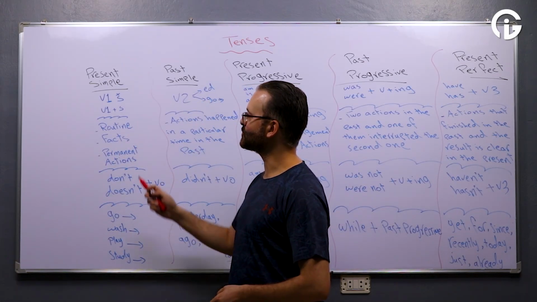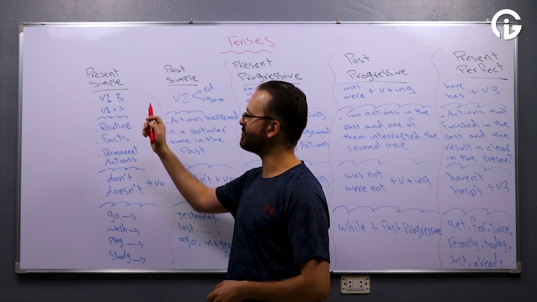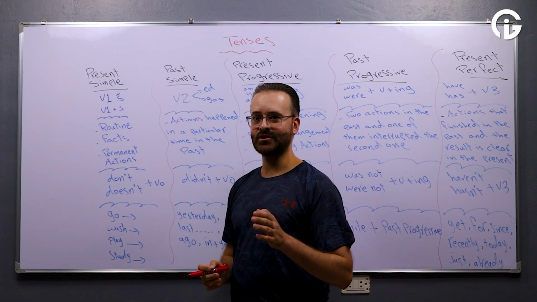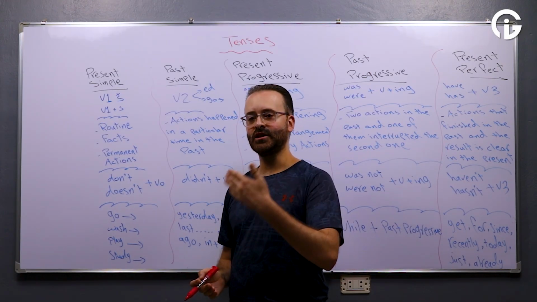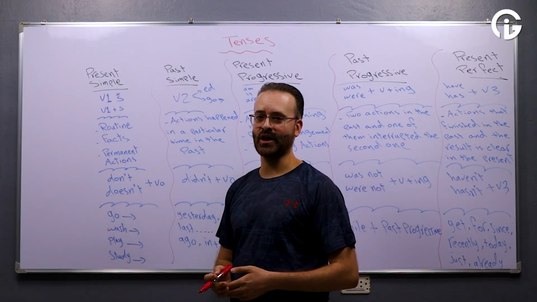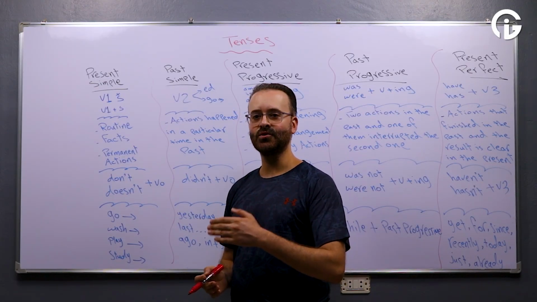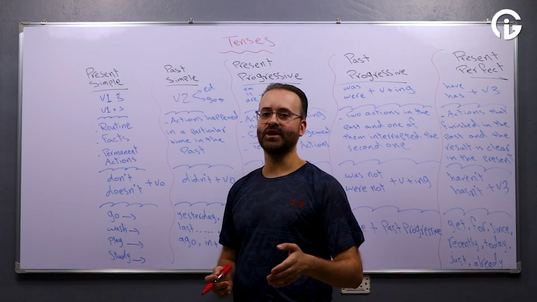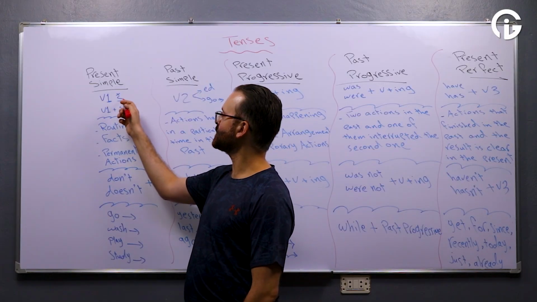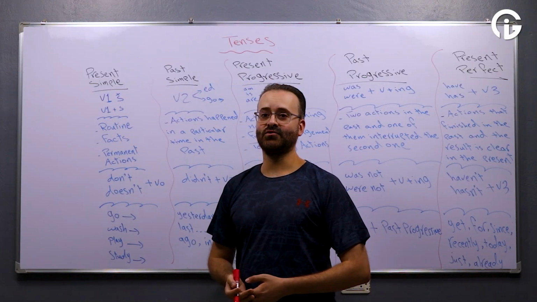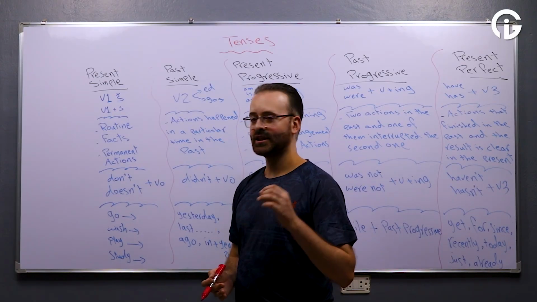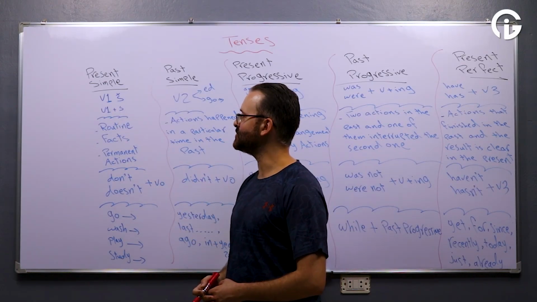As we mentioned before, the form of the present simple is verb 1, or verb 0, without s. We put verb 1 without s when the subject pronoun is I, we, you, or they, or the subject is plural. We add s to the verb when the subject pronoun is he, she, or it.